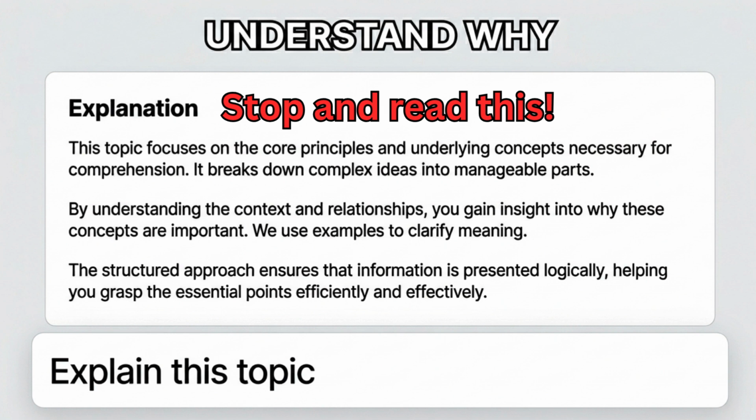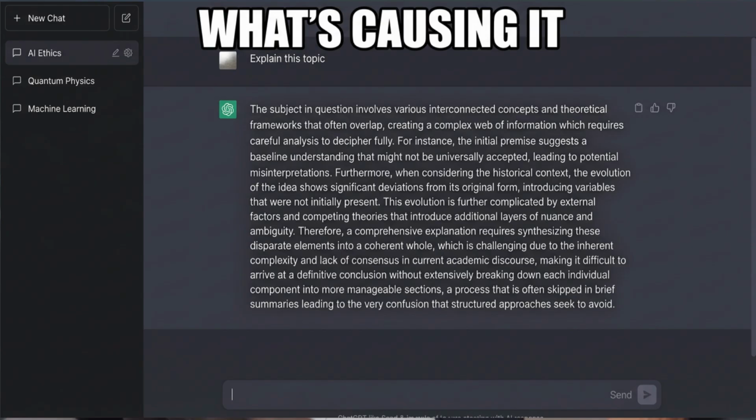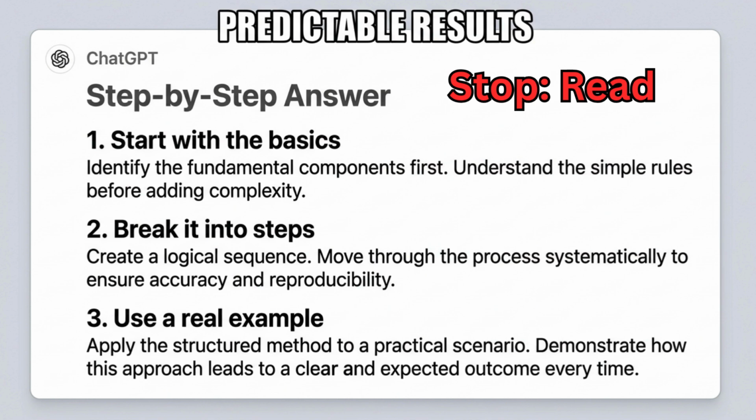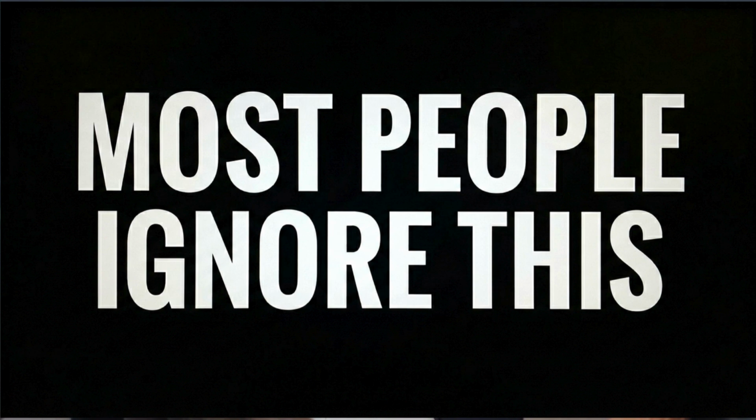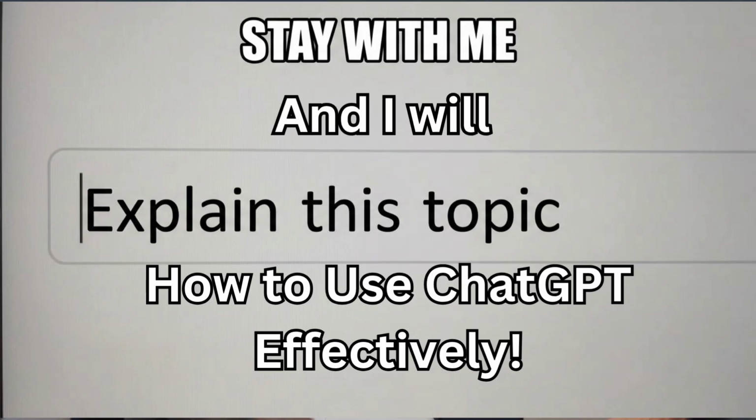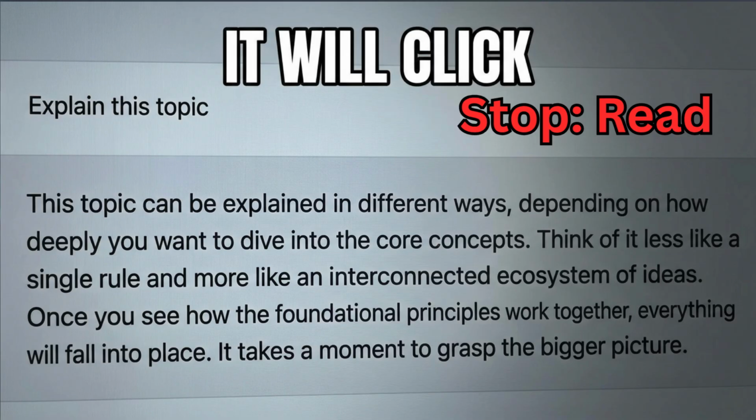But here's the part most people don't realize. It's not random. It just looks that way. And here's the promise. By the end of this video, you're going to understand why ChatGPT feels inconsistent, what's actually causing it, and how to get consistent, predictable results, using a simple way of interacting with it that most people completely ignore. Stay with me here for a minute, because once you see this, it will start to make sense why ChatGPT feels so inconsistent.